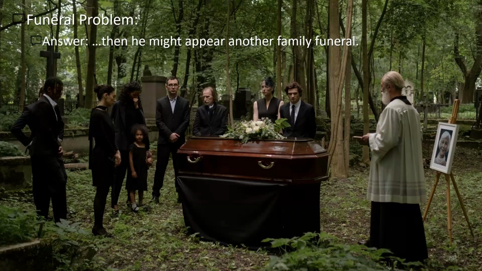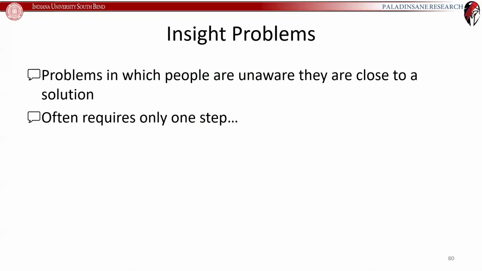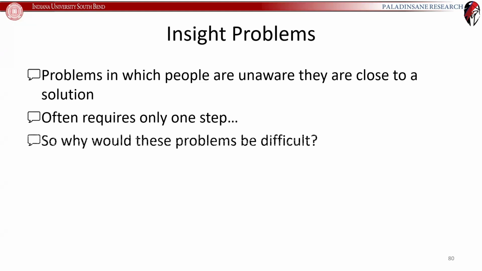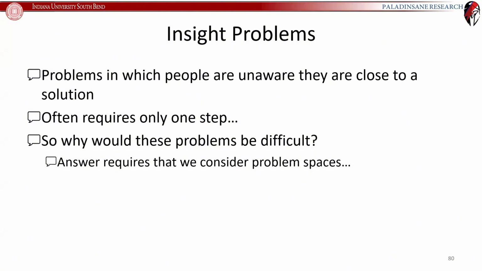So that's another insight problem where, again, the solution is not obvious. We came up with a number of possible solutions. And yet when we get to the real solution, you have that aha moment. All of a sudden it all makes sense and you see that that solution fits the problem. So why are these difficult if it only requires one step, if it's not a multi-step problem? And the reason for this is going to be answered when we consider problem spaces.